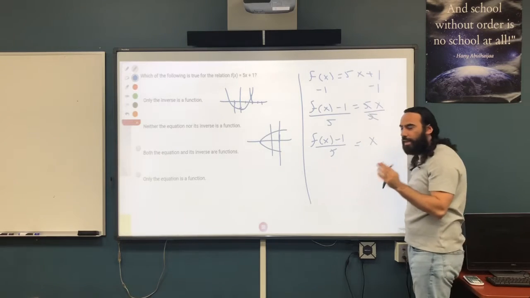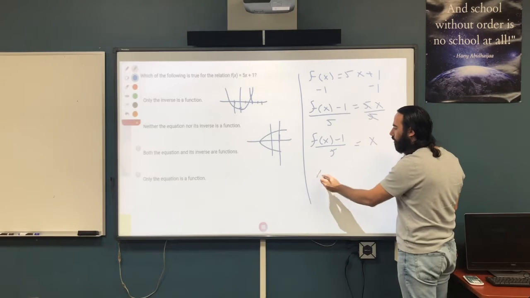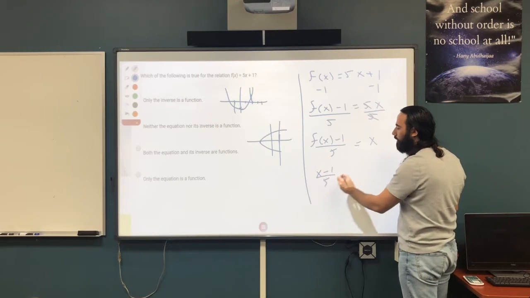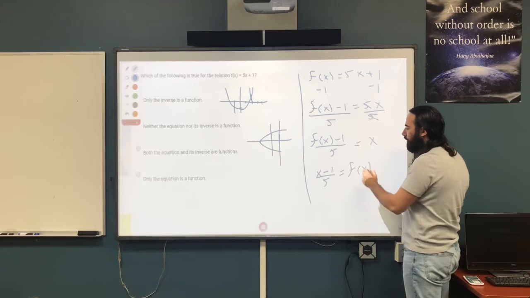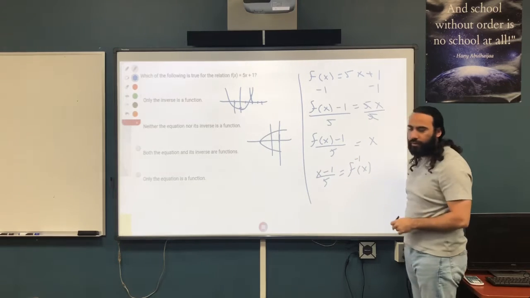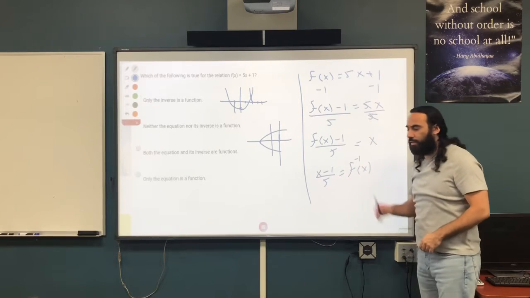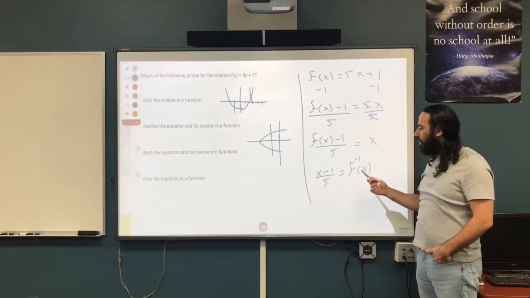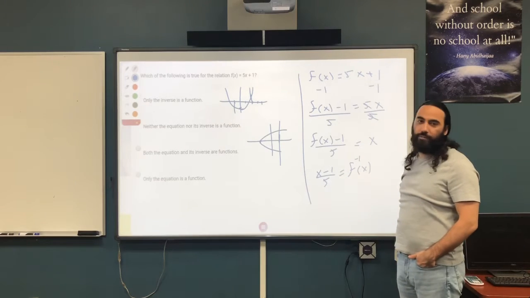Now the second step, you switch between x and f(x). So f(x) will become only x, so (x minus 1) divided by 5, and x will become f(x). You add the notation negative 1, so we would know that this is the inverse of f(x). Negative 1 means the inverse of f(x). So this is the inverse, (x minus 1) divided by 5.